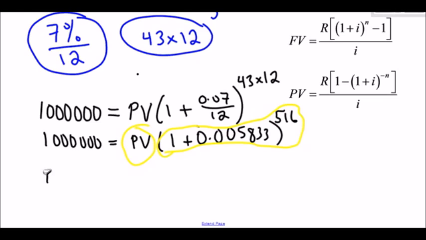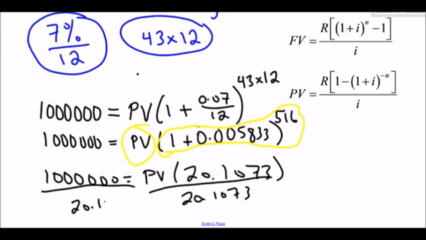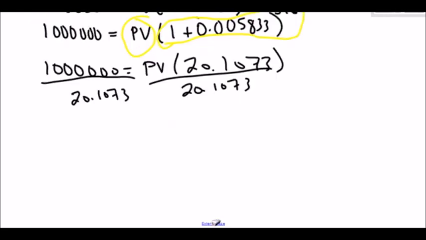We get that $1 million is the present value times 20.1073. So to find the present value, I need to divide by 20.1073. So what do we get? $1 million divided by 20.1073, and I get $49,733.14.